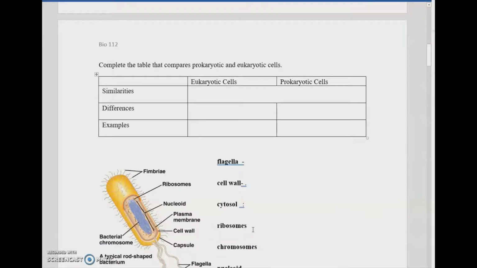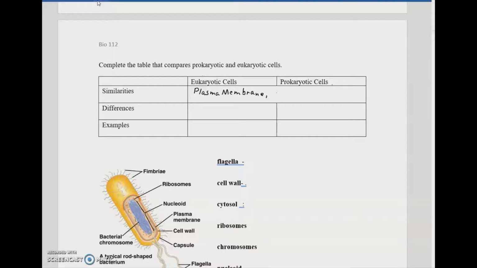Now, in our tour of cells, there are two different types of cells. There are eukaryotic cells and there are prokaryotic cells. And they have similarities and differences. All cells have a plasma membrane. This is what separates what's inside the cell from what's outside the cell. And it's pretty much an absolute requirement.